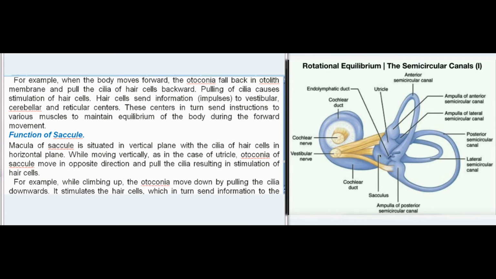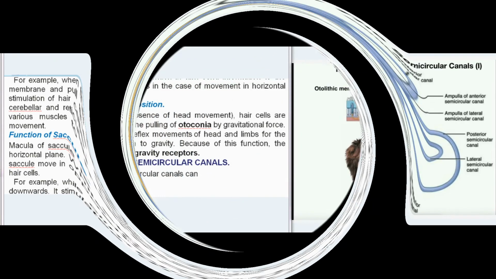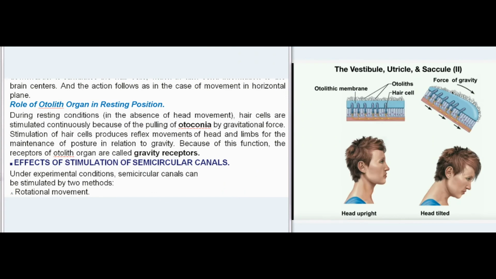Function of saccule. The macula of the saccule is situated in the vertical plane, with the cilia of the hair cells in the horizontal plane. While moving vertically, as in the case of the utricle, the otoconia of the saccule move in the opposite direction and pull the cilia, resulting in stimulation of hair cells. For example, while climbing up, the otoconia move down, pulling the cilia downwards. It stimulates the hair cells, which in turn send information to the brain centers. And the action follows as in the case of movement in the horizontal plane.